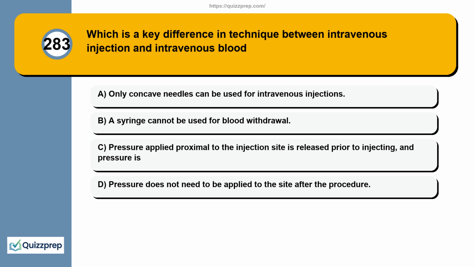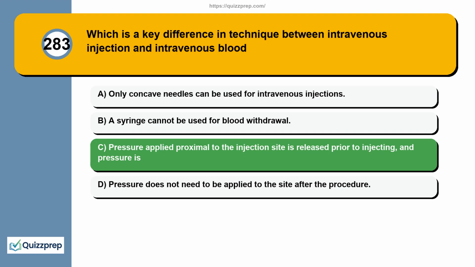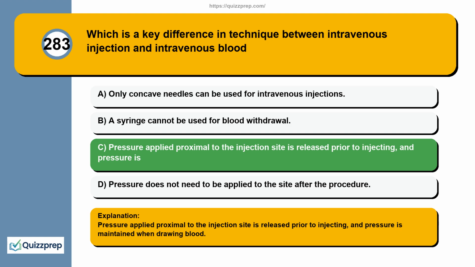Question 283. Which is a key difference in technique between intravenous injection and intravenous blood withdrawal? Option A, only concave needles can be used for intravenous injections. Option B, a syringe cannot be used for blood withdrawal. Option C, pressure applied proximal to the injection site is released prior to injecting, and pressure is maintained when drawing blood. Option D, pressure does not need to be applied to the site after the procedure. The correct answer is Option C.